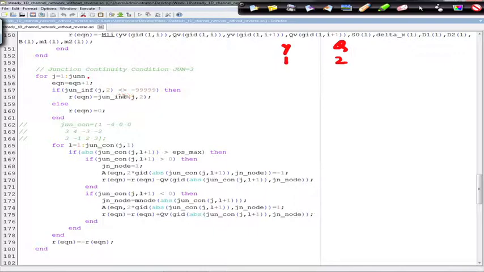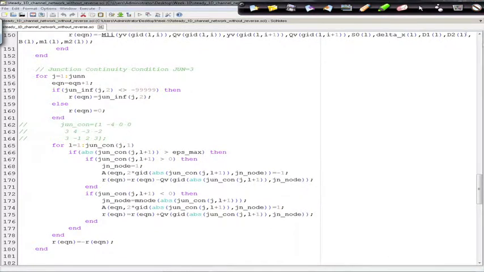So, if this is not equal to minus 99959, then we should start with R EQN equals to junction information J2. That means we can directly specify that Q value there, whatever amount is added or extracted there, or else we can start from R EQN equals to 0, because we are not adding any quantity there.